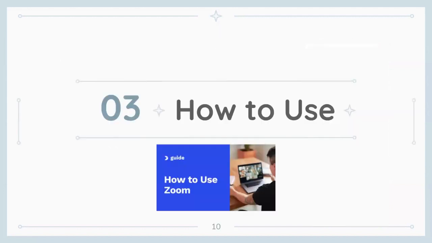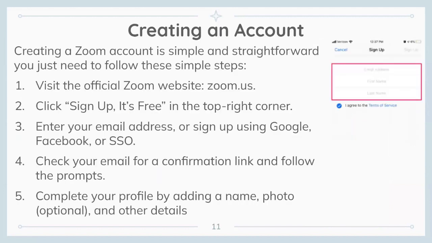So how to use Zoom? So creating an account. Creating a Zoom account is simple and straightforward. You just need to follow these simple steps. Visit the official Zoom website, again, zoom.us. Click sign up. It's free in the top right corner. Enter your email address or sign up using Google, Facebook, or SSO. Then check your email for a confirmation link and follow the prompts. And then finally complete your profile by adding a name, photo, or any other details that you want to.